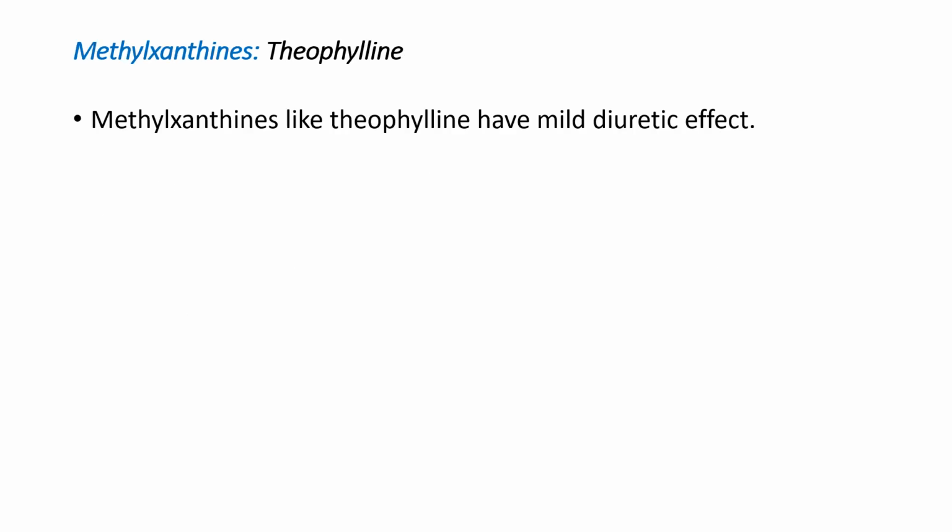Now the last drug is methylxanthine. The example is theophylline. Methylxanthines like theophylline have a mild diuretic effect, as we are all aware that theophylline is present in tea. That's why whenever we consume excess tea, the excretion of urine also increases. So this is all about the diuretics. Thank you.